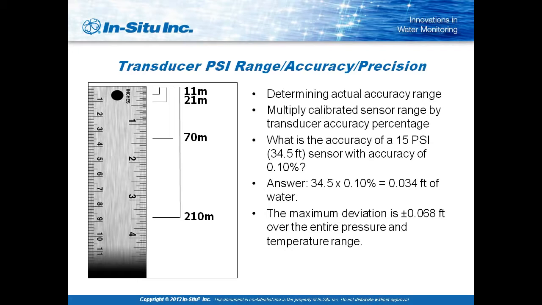So when you're trying to determine what accuracy you want, basically you take the scale of the instrument and multiply it times the specification accuracy. In this particular case, you're looking at a 15 psi sensor with an accuracy of 0.1%. So the most accurate that measurement is going to be is about 3/100ths of a foot.